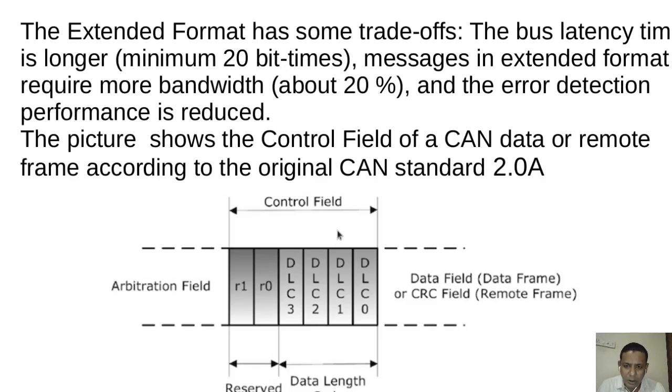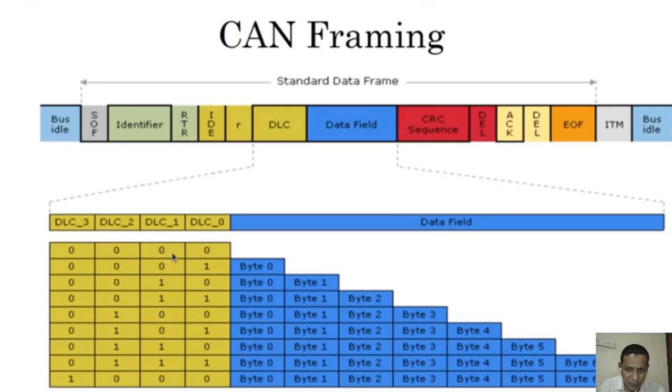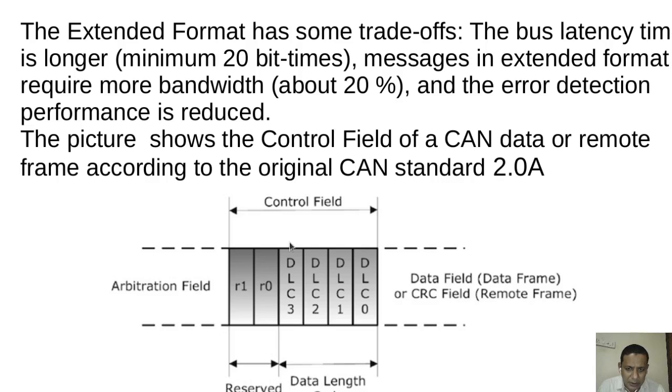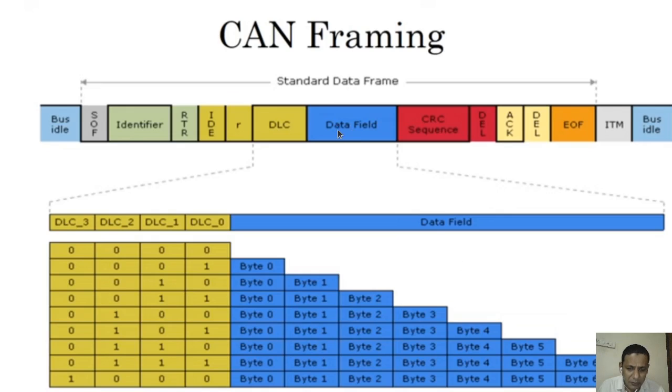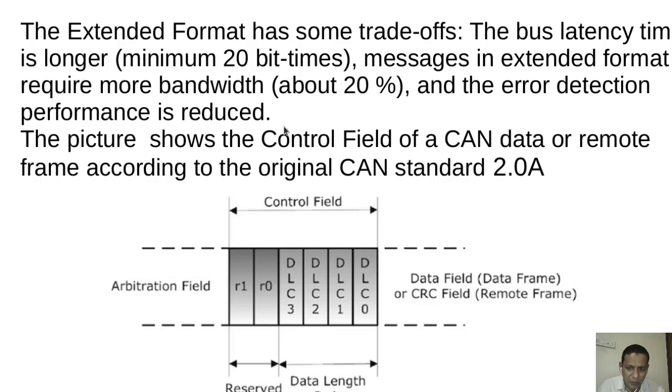Here you can see the control field, the DLC. DLC 0 to DLC 3 will come here, and the next field is the data field. So the DLC field comes in the control field, and the next field is the data field.